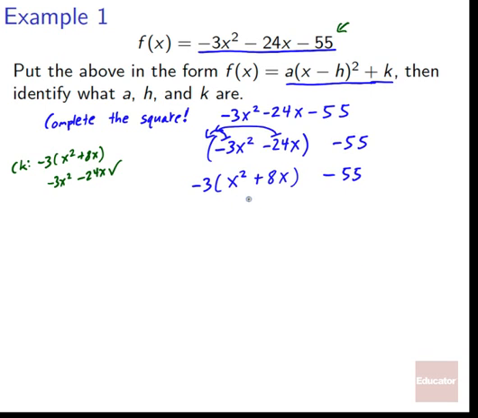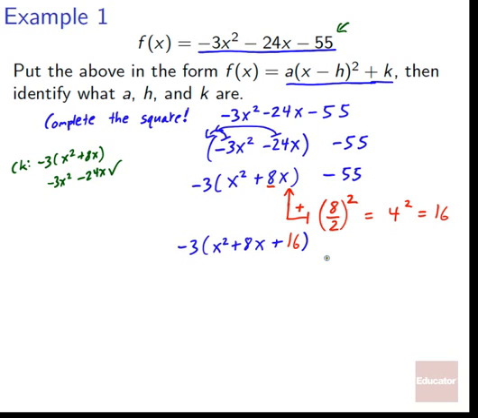All right, so negative 3 times quantity x squared plus 8x. How do we get this to collapse into a square? Well, if you remember, when you're talking about completing the square, we want to take this number and add in 8 divided by 2 and then squared. So 8 over 2 squared is 4 squared, which is equal to 16. So we want to add 16 inside. So we've got negative 3 times quantity x squared plus 8x plus 16. So we're adding 16 in.